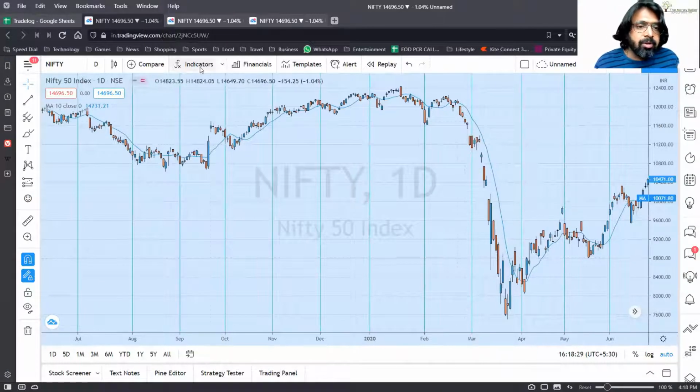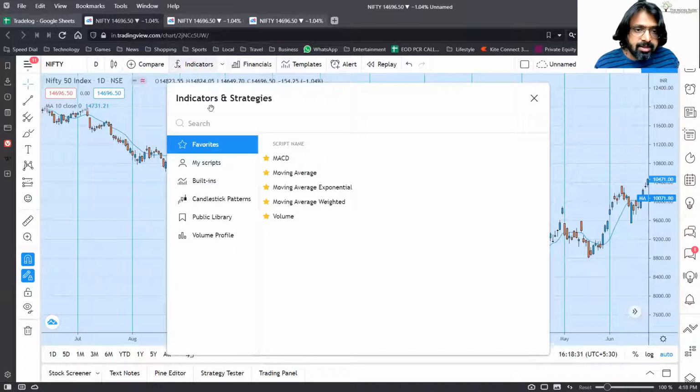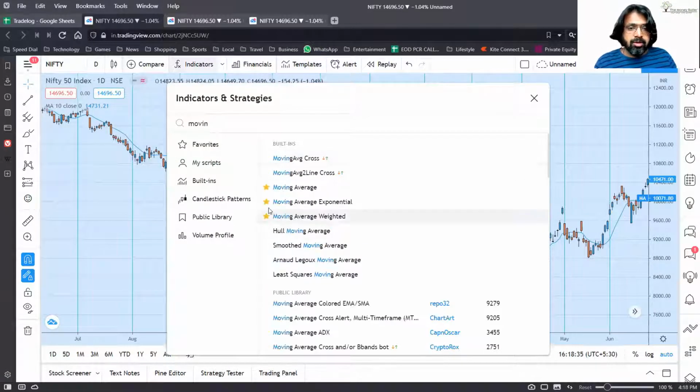Now, how do you add a moving average? When you go here in indicators, you can just type moving and you will get moving average, exponential moving average and weighted moving average. You can choose which one to put. We will discuss each of these during the course of today's session.